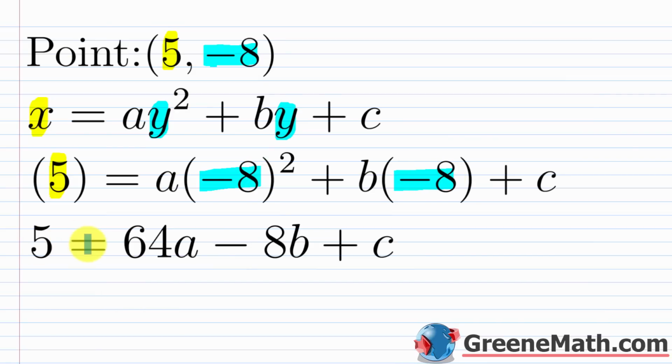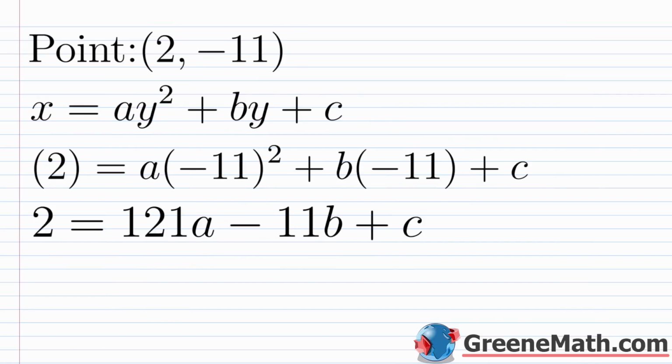So we get 5 equals 64a minus 8b plus c. Then the final point we're given is (2, -11). Once again, this is your x value. That's 2. That's going to go right here, and that's going to end up right there. The y value is -11. So again, that's going to go right here and then right here, so that it ends up getting plugged in there and then there. So we end up with 2 equals 121a minus 11b plus c.